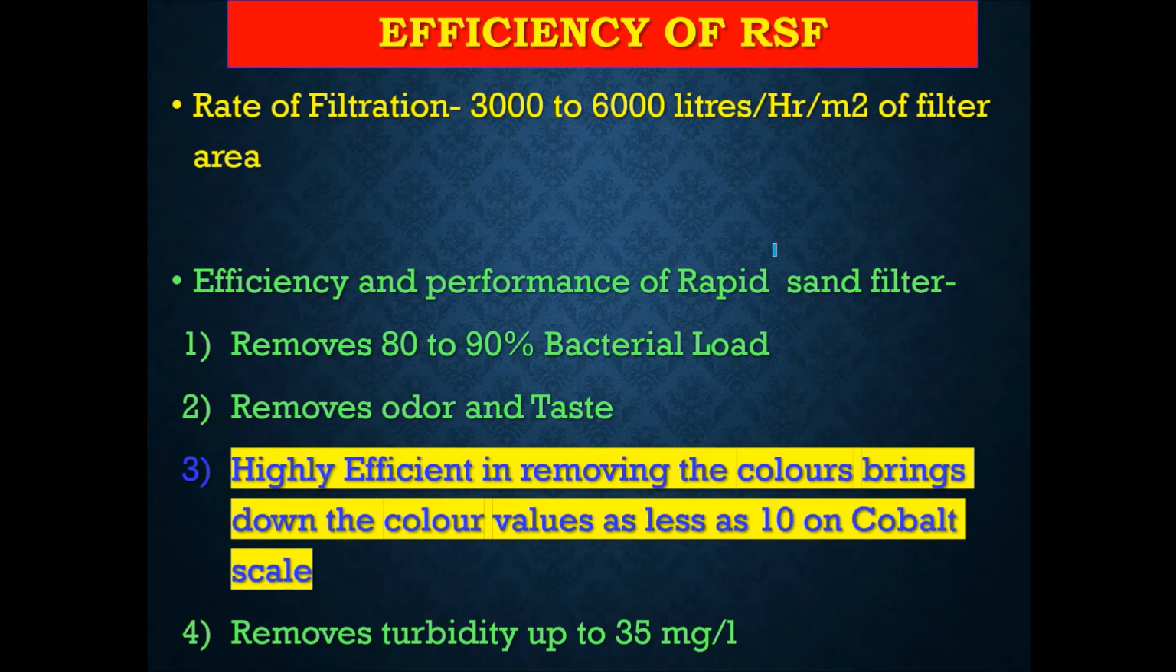These are nothing but the two very important advantages which are the drawbacks of the slow sand filter and are 100% achieved by the rapid sand filter. And the major advantage of the rapid sand filter is its speed, or its rate of filtration.